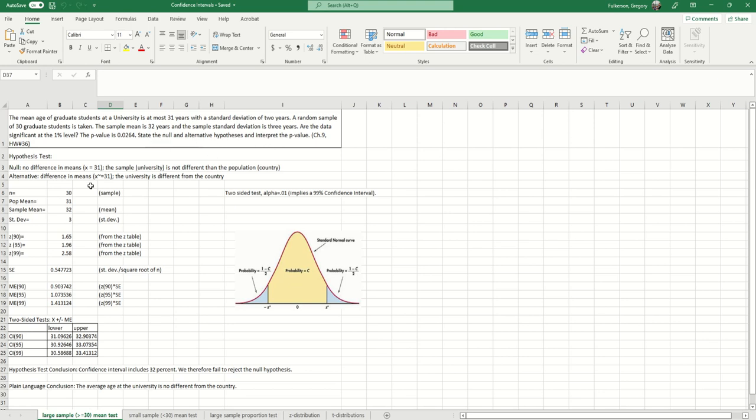Okay, so state the null and alternative hypotheses. So the null is always going to be no difference when we're doing a means test. And the alternative is that there will be a difference of some kind. All right, so the sample, we're looking at 30. We know the population mean, which we don't always know, but for this problem we do. And it's 31. The sample mean is 32, and the sample standard deviation is 3.